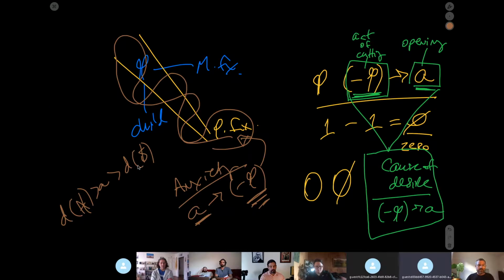The desire of the subject, as caused by this opening known as object A, is gobbled up and displaced by the desire of something bigger, larger. And again, recall the praying mantis.